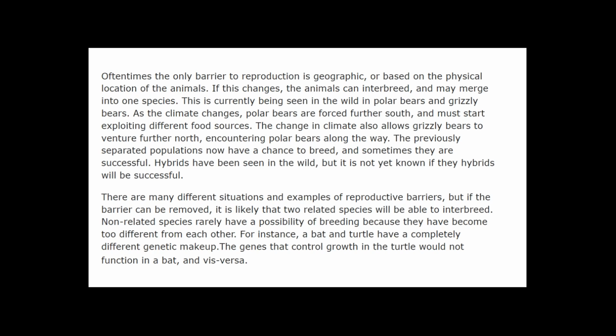Non-related species rarely have the possibility of breeding because they have become too different from each other. For instance, a bat and a turtle have completely different genetic makeups, and the genes that control growth in a turtle will not function in a bat and vice versa. So even, for example, a dog and a cat are genetically different, so it's not possible for them to interbreed.